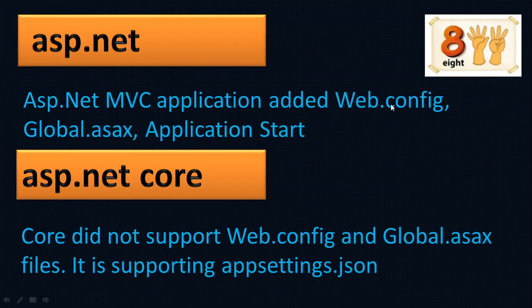An ASP.NET MVC application adds web.config and global.asax, which are used when the application starts. Whereas ASP.NET Core does not support web.config and global.asax, but it supports appsettings.json. So it supports a JSON file for the startup.